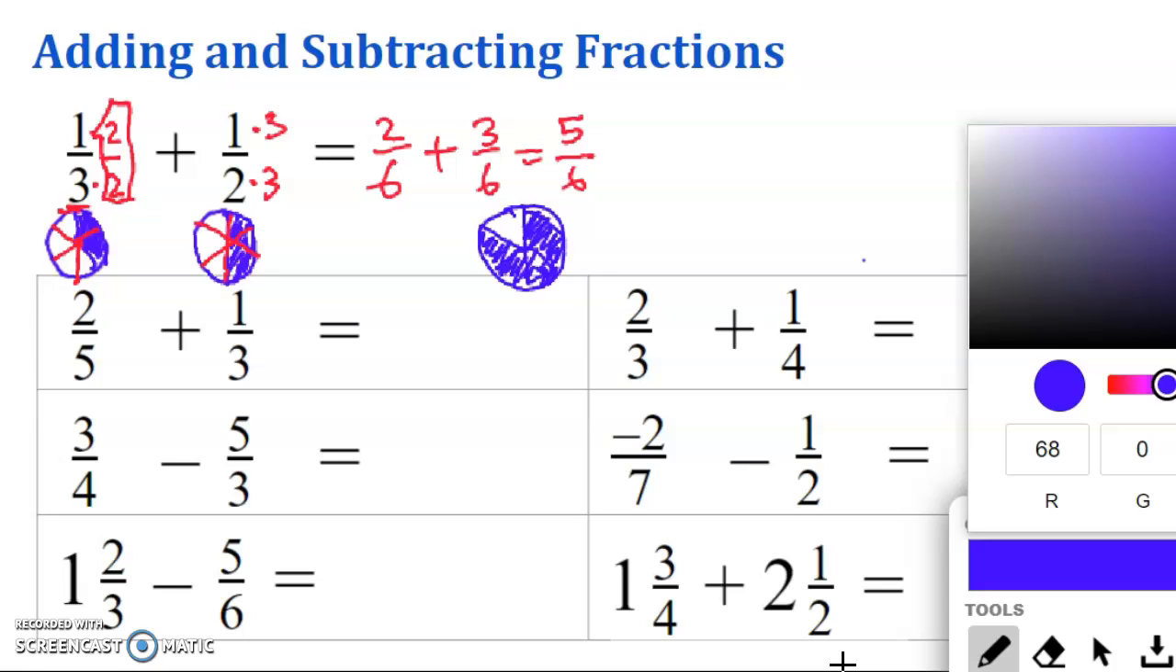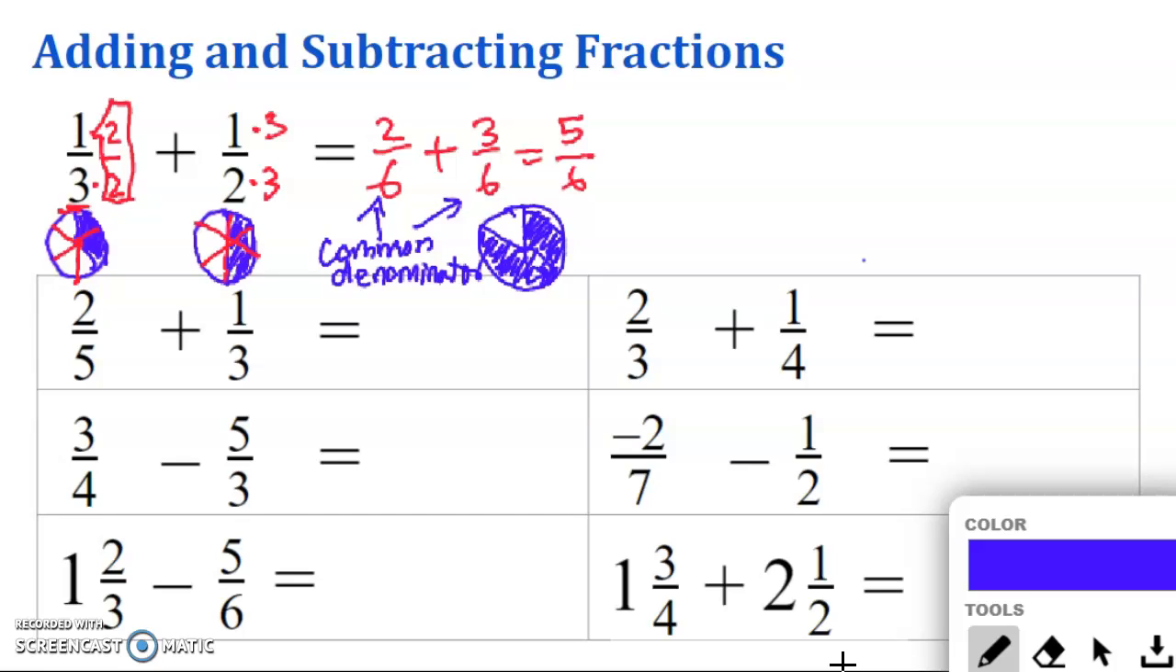So the thing you need to remember is you need to have the same common denominator, and how we do that is by multiplying by my giant 1. Okay, so let's try to do these practice problems.